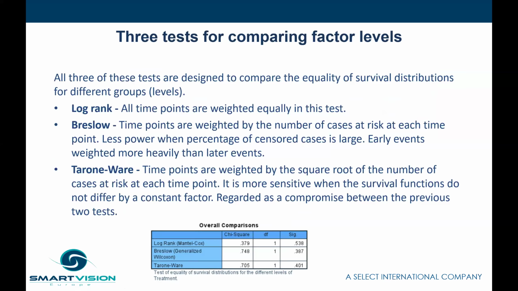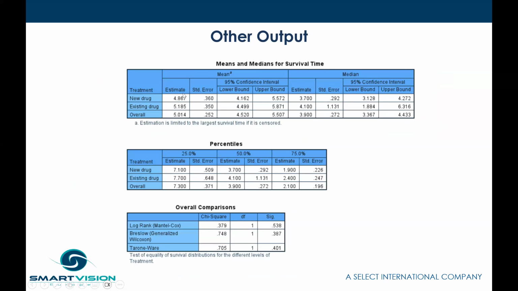And then we have other output, which is basically telling us what the average is, the mean time it takes to have an effect. Well, for the new drug, it takes an effect at 4.8 time units, 4.8 weeks, let's say. The existing drug takes a bit longer, 5.1 weeks, and that gives you confidence intervals. It tells you the same for the median values, 3.7 for the new drug, 4.1 for the existing drug. It gives you percentiles, bottom 25%, middle 25%, top 25%. And then very importantly, it gives you statistical tests here. And all of these statistical tests are showing a non-significant result. They're all above 0.05.